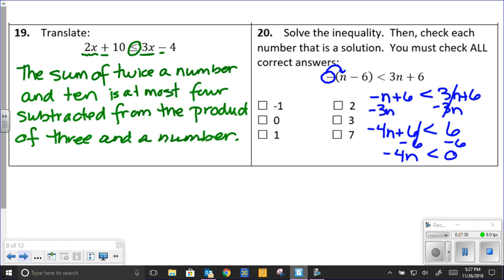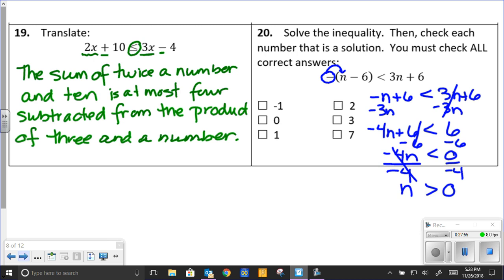Don't panic about that. Now I'm going to divide both sides by -4. Remember, if I'm dividing by a negative number, I should hear a lot of bells and whistles going off in my head, because a negative divided by a negative is a positive, first of all. My sign has to switch, and 0 divided by anything is still going to be 0. So now what I'm looking for is all of my numbers that are greater than 0.